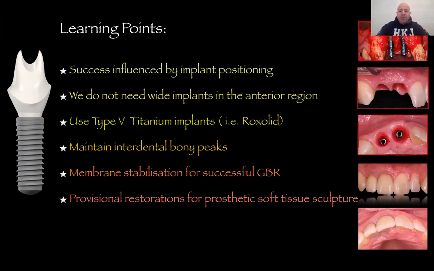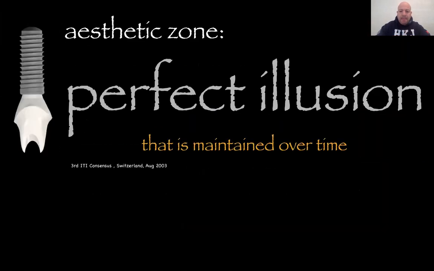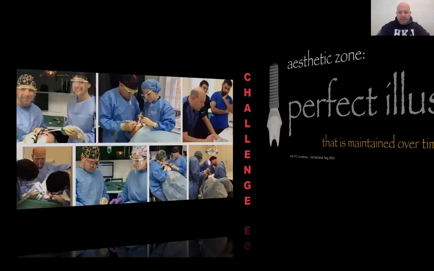By doing this, you convert the emergence profile from a circle into the custom-made emergence profile by gradually displacing the soft tissue rather than putting too much pressure and necrotizing it. And as you displace it, you increase the volume of that labial soft tissue. The contact point is very important, as I mentioned earlier on, if you want to have a good papilla. All what we do is all about creating perfect illusion. And that perfect illusion of soft tissue and bone needs to be maintained over time.